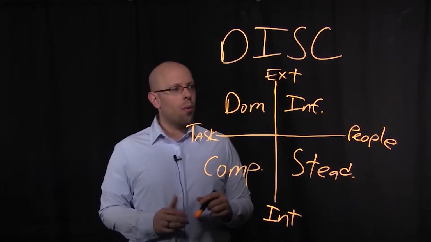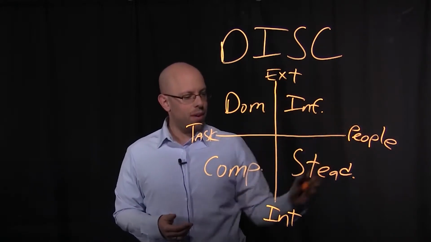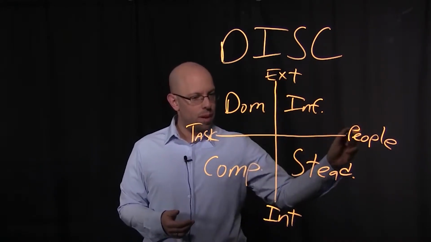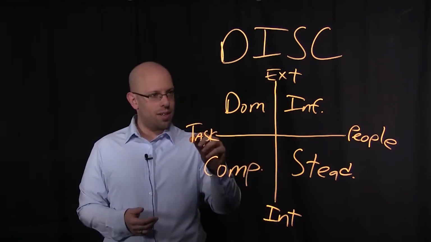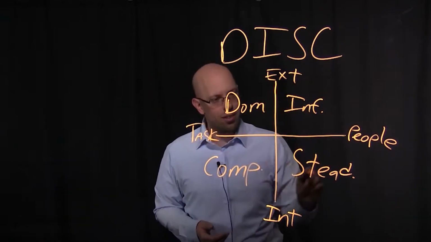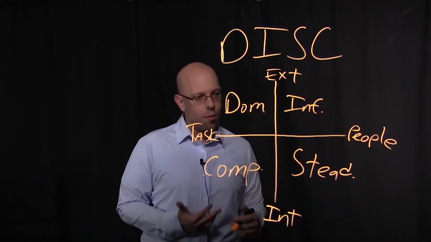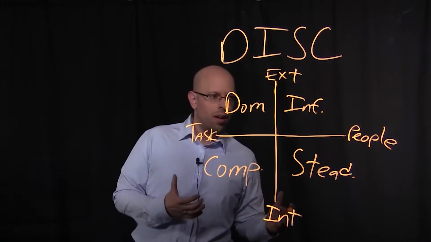Dominance is extroversion task, influence is extroversion people, steadiness is introversion people, and compliance is introversion task. Students can also have versions of this as well. When we put students together in a team and we want to figure out what their strengths and weaknesses are, well, let's put it this way.